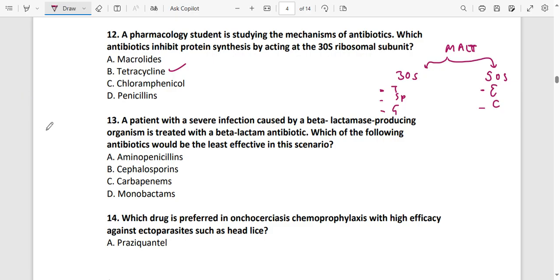A patient with severe infection caused by a beta lactamase producing organism is treated with a beta lactam antibiotic. Which of the following antibiotics would be the least effective in this scenario? You know the beta lactam antibiotics, actually all these guys mentioned here. Aminopenicillins, cephalosporins, carbapenems, monobactams. Anyone to help?